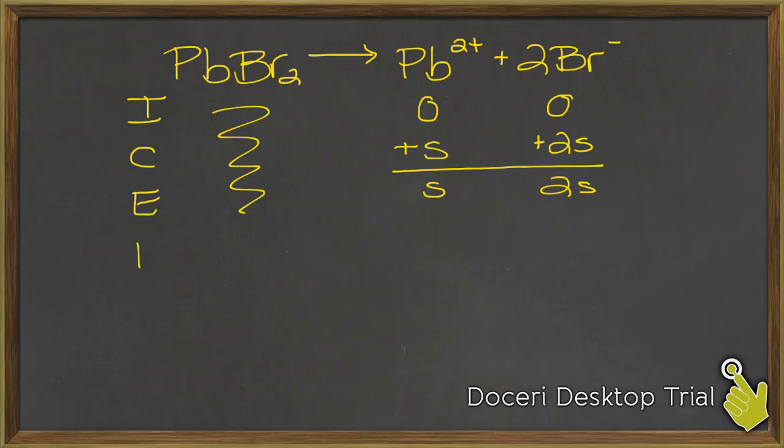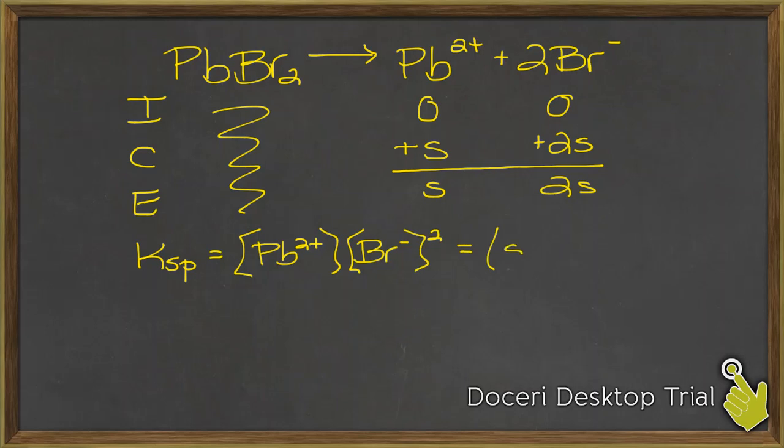Okay, let's set up our KSP expression, which is going to look like this, with the lead ion and then the bromide, which is going to be squared. And if I substitute in what I found from my ice table, it's going to be S times 2S squared. And guys, can you all see that if I simplify that a little bit, combine like terms, then I'm going to get that.